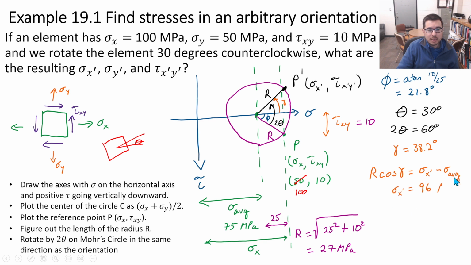So that's what we've written there, and we can calculate out now what sigma x prime is. And it's gone down a little bit. It was at 100, and now it's gone down to 96 megapascals.